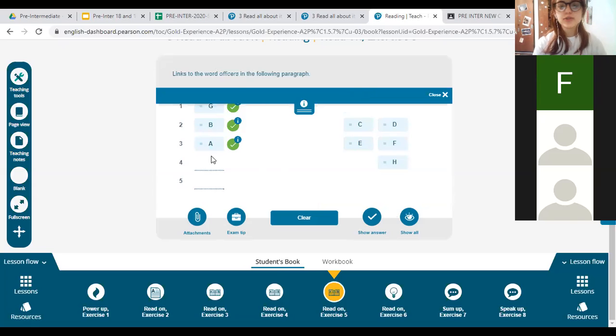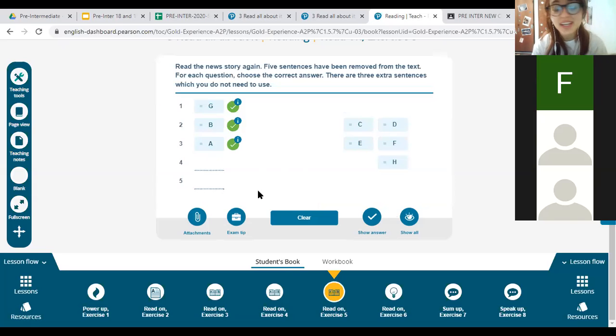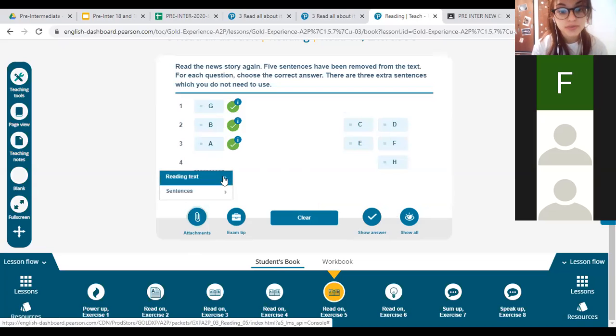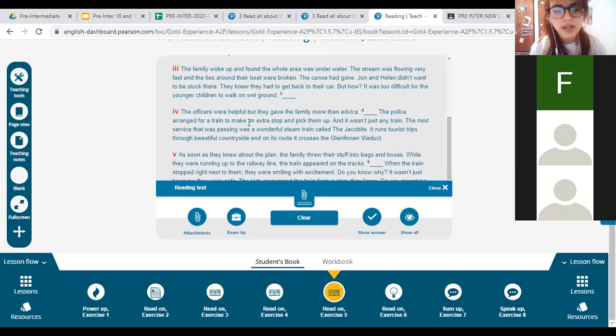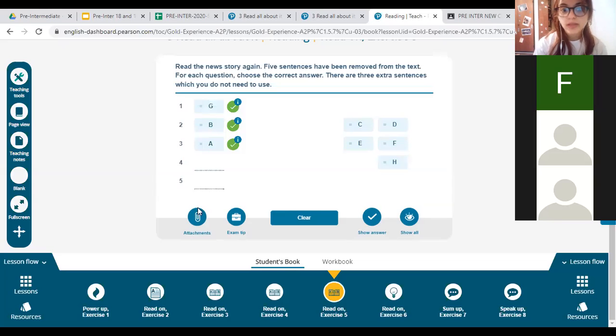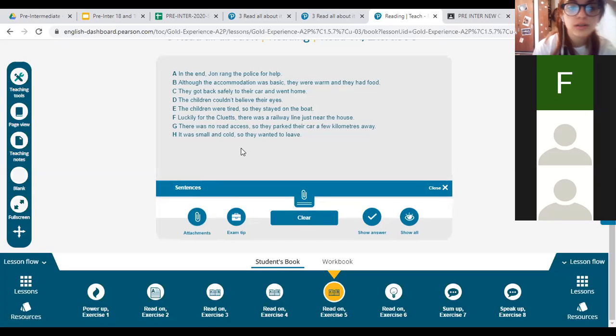If you do not have that sentence, it's like, where did they come from, right? Where did these officers appear from? Did they have mental powers of connection? No. John rang the police. Very good. The next paragraph, they gave the family more than advice. The police arranged for a train to make an extra stop. Now we're introduced to the train. So, what sentence do you think?